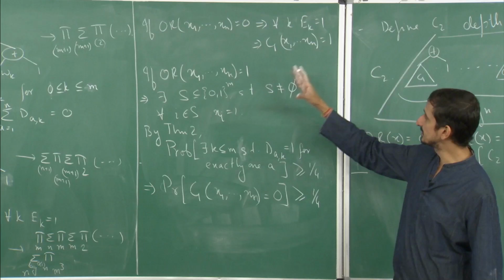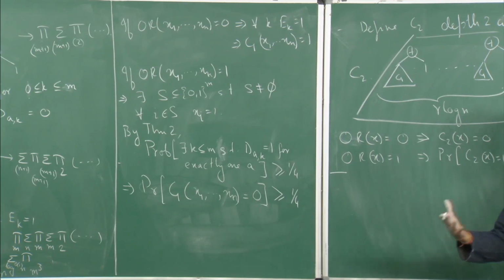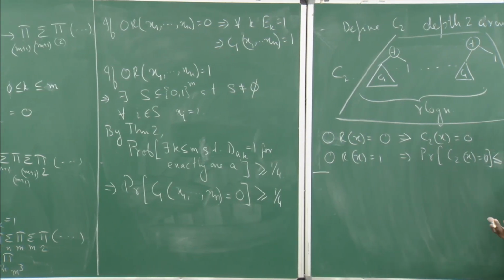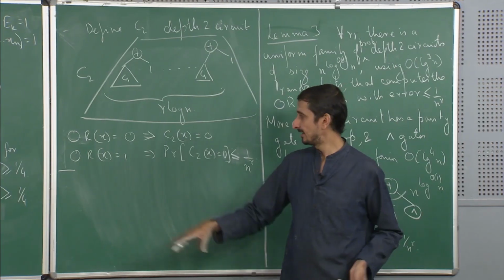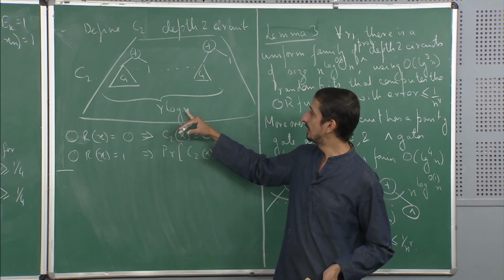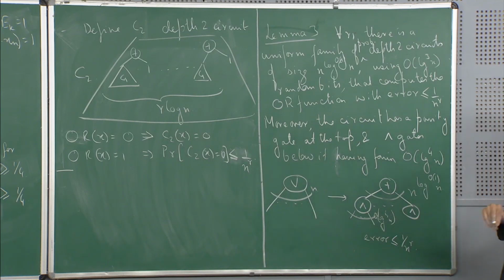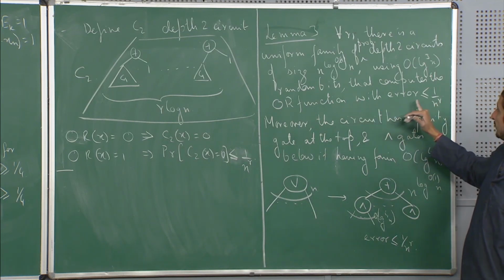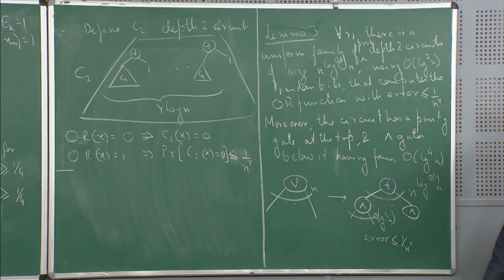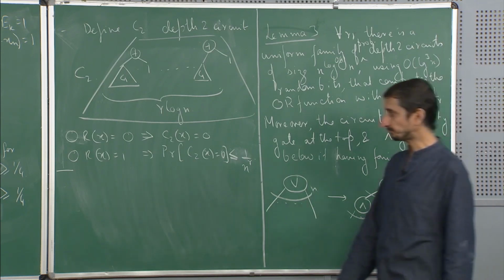Initially we had the strings w1 up to wm which were random, and that was log squared n random bits. Now I am adding another r log n random bits. Therefore it is log cubed n random bits that computes the OR function with error at most 1 over n to the power r. Okay, so this proves the theorem.